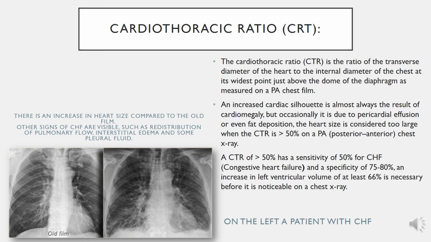Now, to sum those three paragraphs up, you need to know that the cardiothoracic ratio is the ratio of the transverse diameter of the heart to the internal diameter of the chest. And you need to know that an increase in cardiac silhouette is a sign of cardiomegaly. The heart is considered too large when its cardiothoracic ratio is above 50%. That's why when we have a cardiothoracic ratio above 50%, we might have a 50% chance of having congestive heart failure.